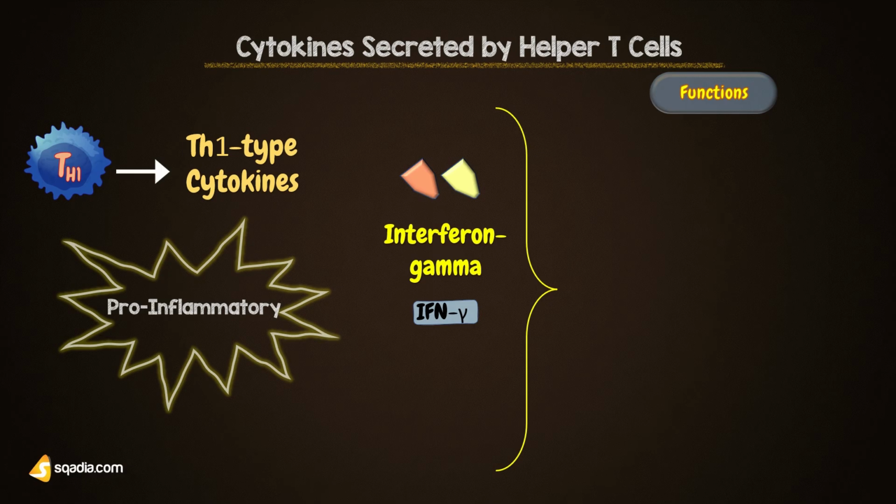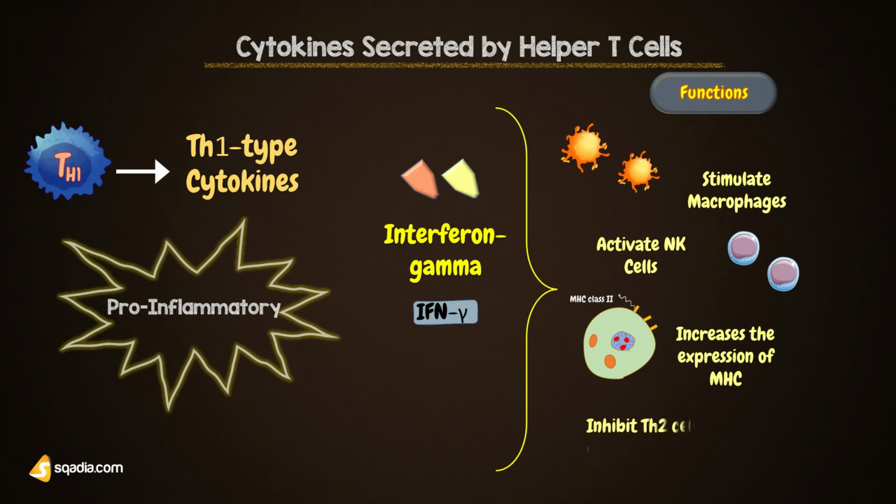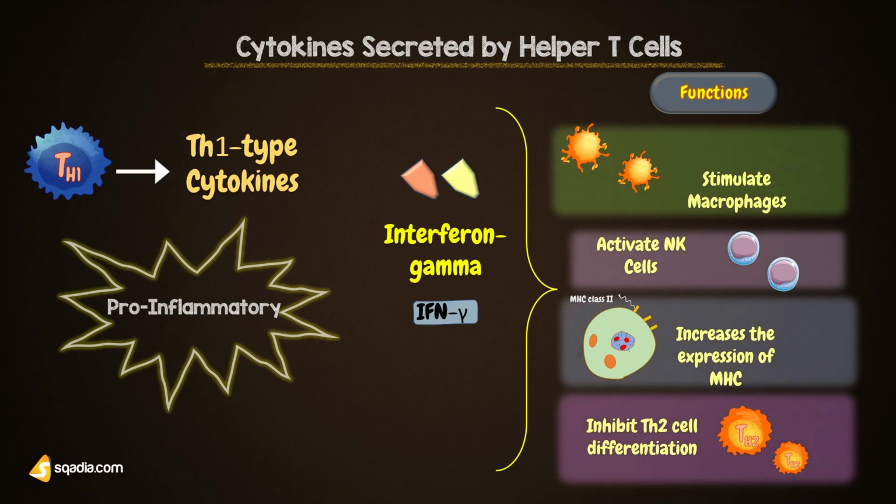The effects this cytokine has on other cells of immunity are: It stimulates the macrophages to kill phagocytosed pathogens. It also activates the natural killer cells so they can kill the virus-infected cells. IFN-gamma increases the expression of major histocompatibility complexes and antigen presentation by cells of the immune system. Lastly, interferon-gamma also inhibits the differentiation of Th2 cells. Excessive pro-inflammatory responses can lead to uncontrolled tissue damage, so there needs to be a mechanism to counteract this.